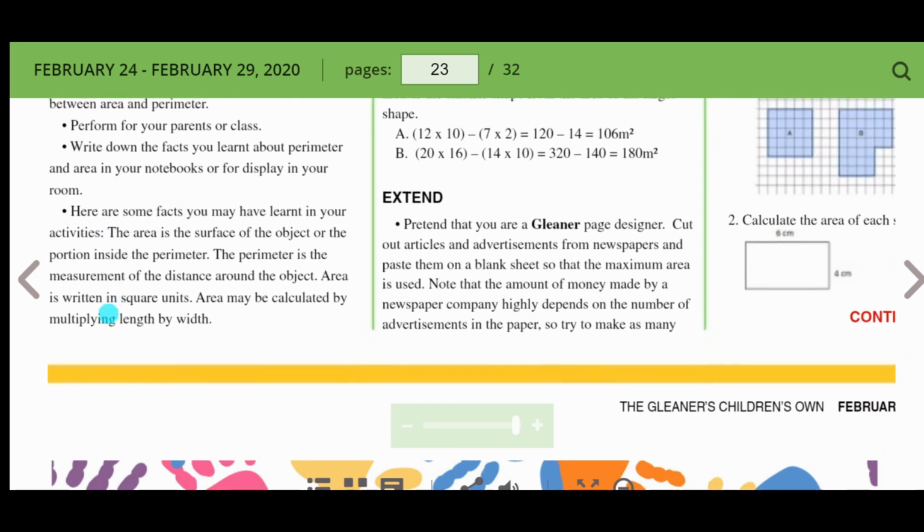Here are some facts you may have learned in your activities. The area is the surface of the object or the portion inside the perimeter. The perimeter is the measurement of the distance around the object. Area is written in square units. Area may be calculated by multiplying length by width.